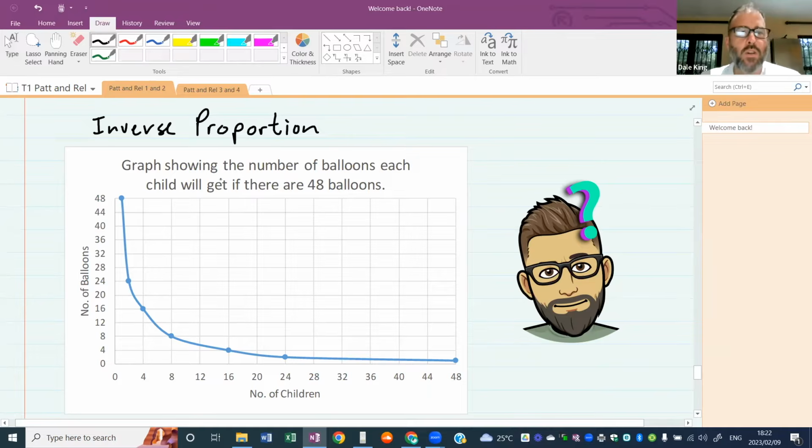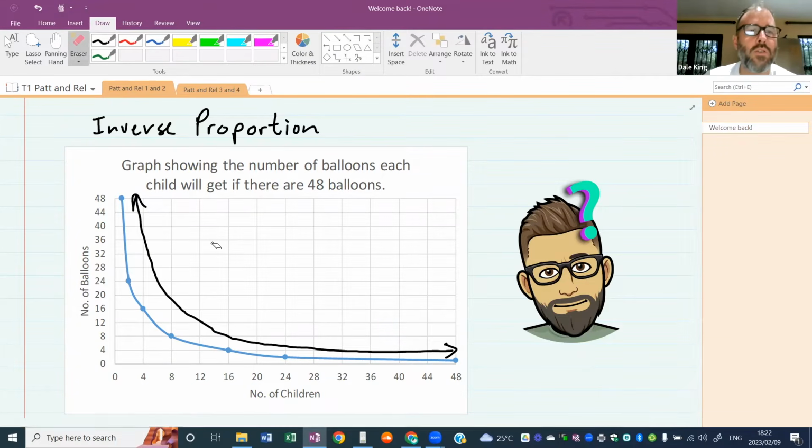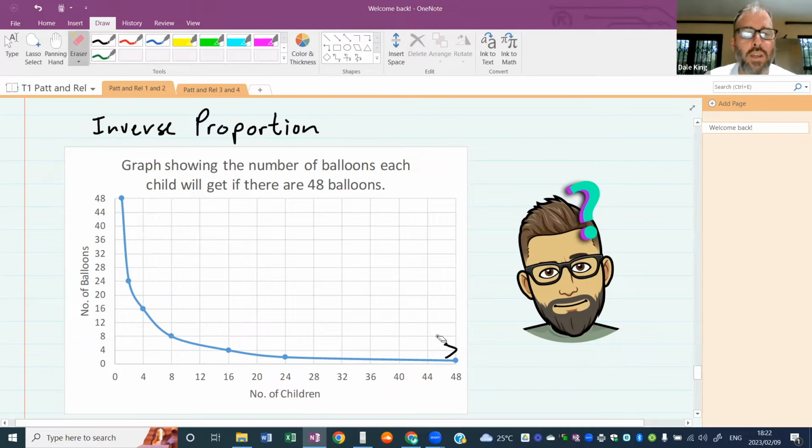So this is an example of an inverse proportion graph. We know this because this curve drops very quickly. There's a very big curve, and then it starts to flatten out. Okay, so that's an example of an inverse proportion graph.